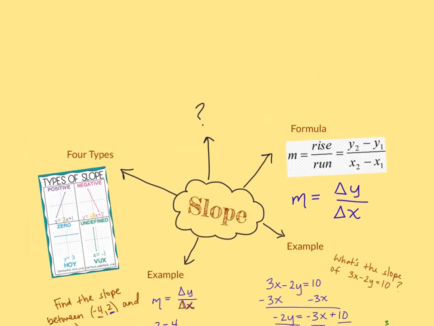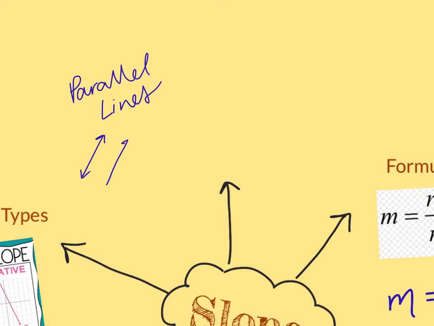The last thing I want to take a look at is, I just wrote it as a question mark because I figured we could just talk about it once we get there. And just as a quick recap, parallel lines, two lines that are parallel, have the same slope. So parallel lines look like this. They're two lines that have the same slope. They're not the same line. They have different y-intercepts, but they have the same slope.